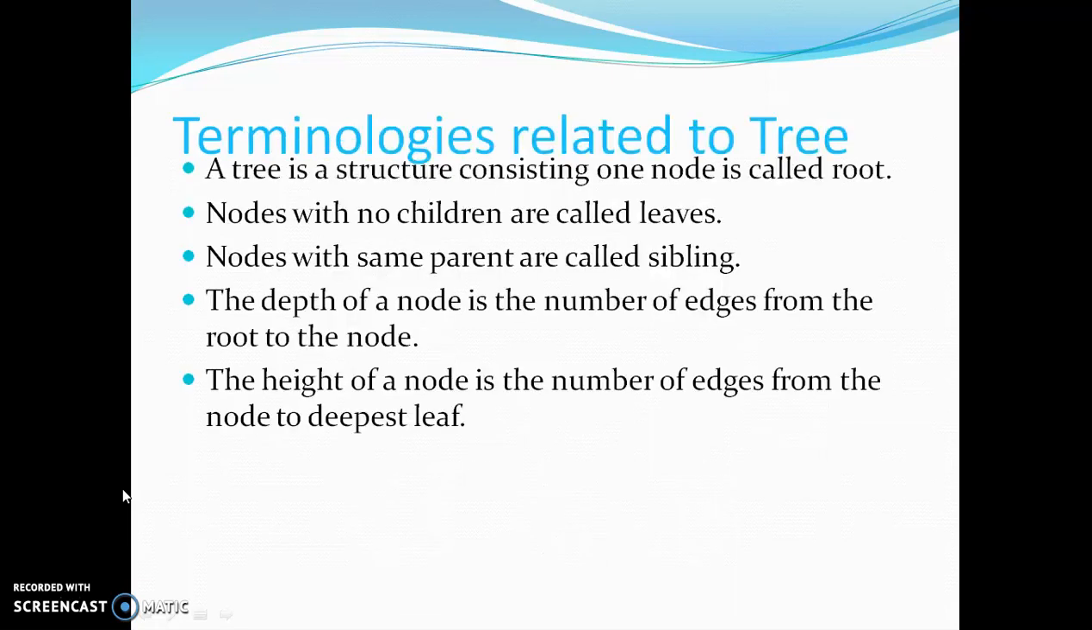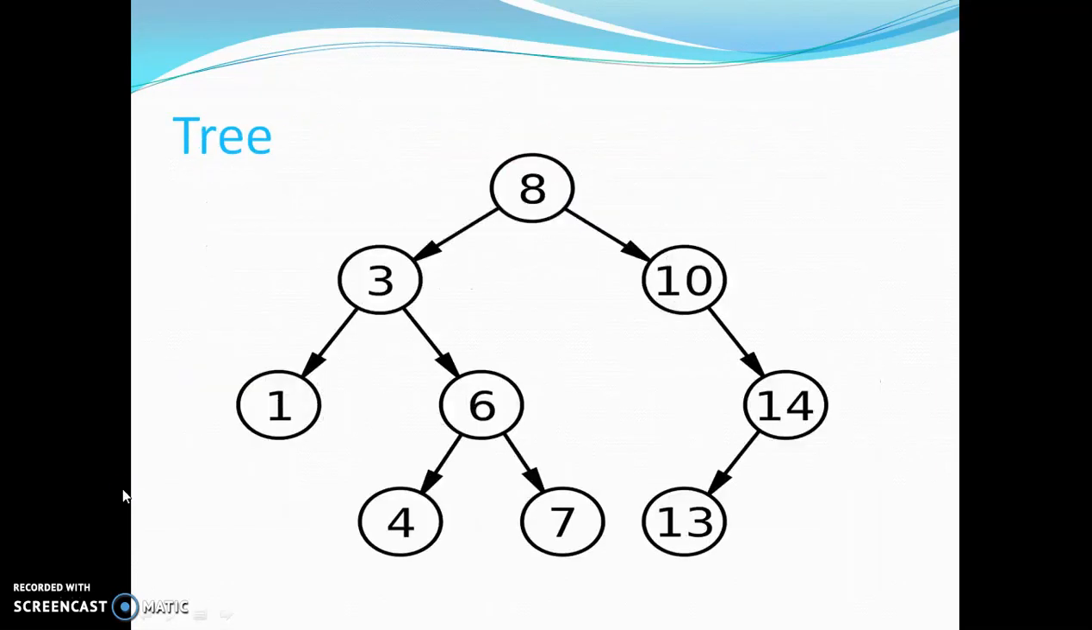Height of a node is the number of edges from the node to the deepest leaf. If you want to know the height of 3, then we can go 3, 6, 4 or 3, 6, 7. There are 2 edges in both cases. So the height of 3 is 2.